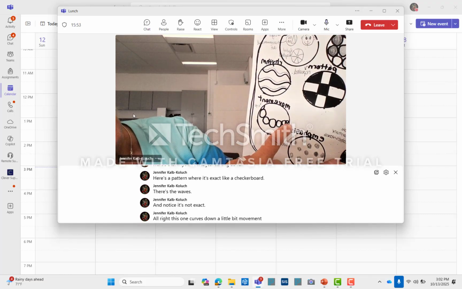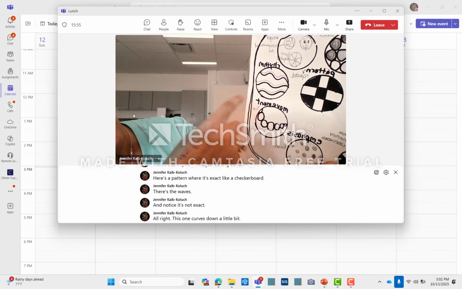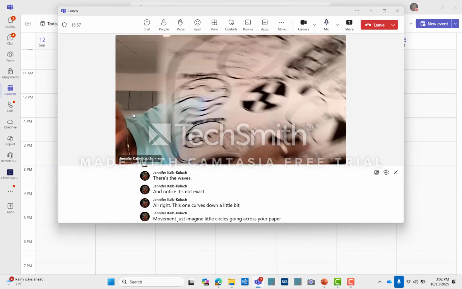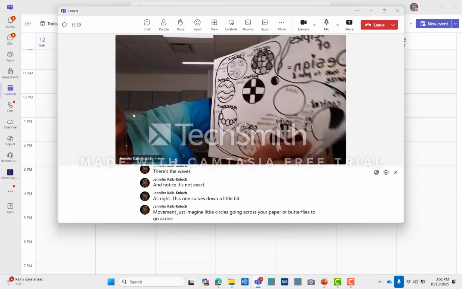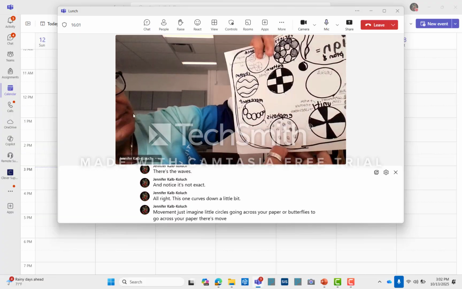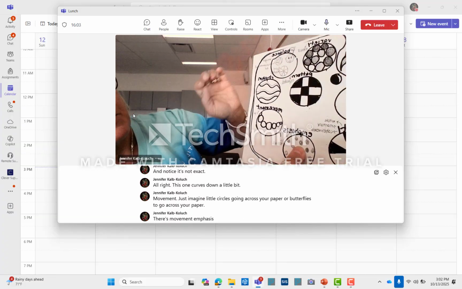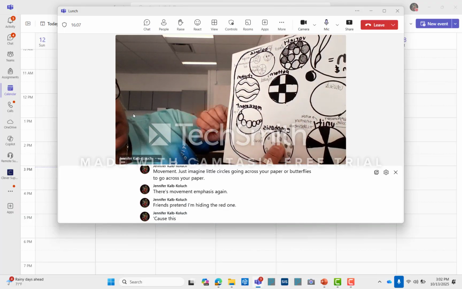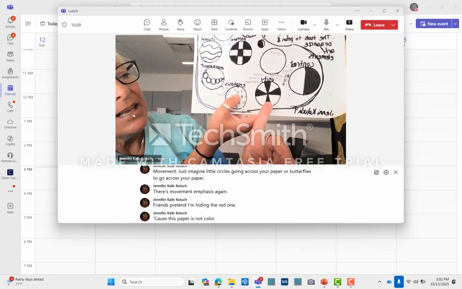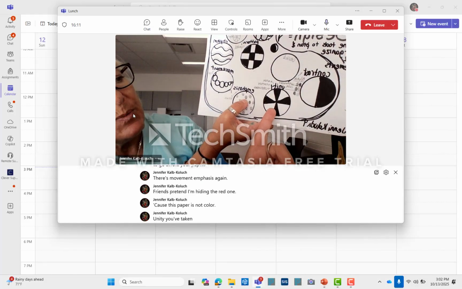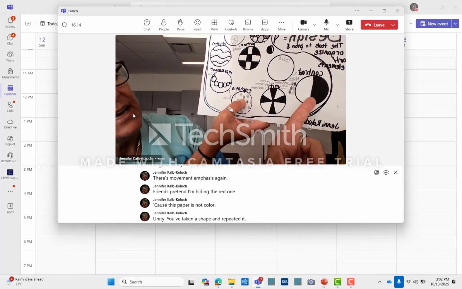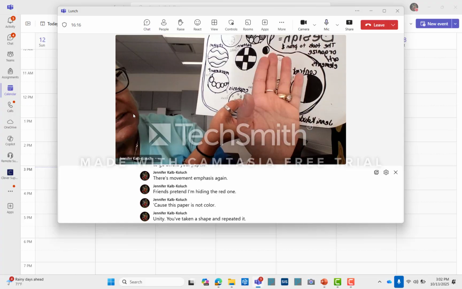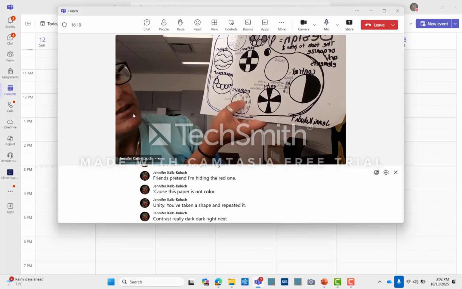Movement, just imagine little circles going across your paper or butterflies going across your paper. There's movement. Emphasis, again, friends, pretend I'm hiding the red one because this paper is not color. Unity, you've taken a shape and repeated it. Contrast, really dark right next to really light.